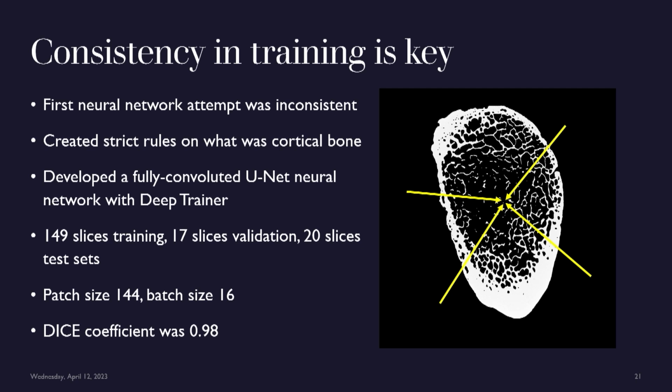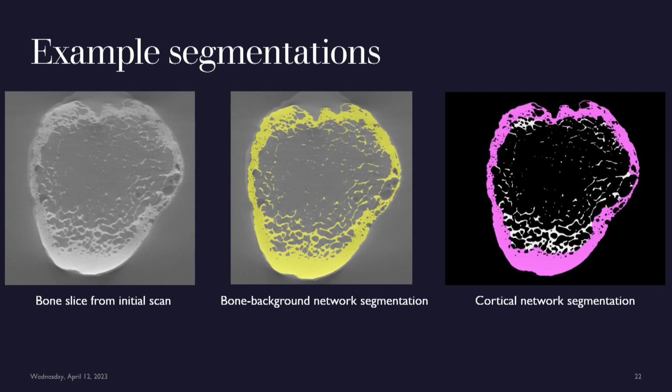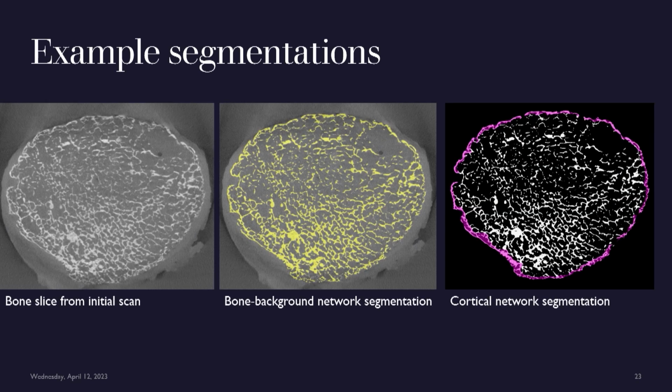So the dice coefficient for this network compared to our ground truth, once we ran some samples, was 0.98. I want to show you some examples here. These are just random bones I pulled out. You have the initial scan on the left, the bone to background segmentation in the middle, and the cortical segmentation on the right. Just to show you again the range. There are really different structures, even though everyone has cortical bone, everyone has trabecular bone. How these look, especially with aging, varies widely.